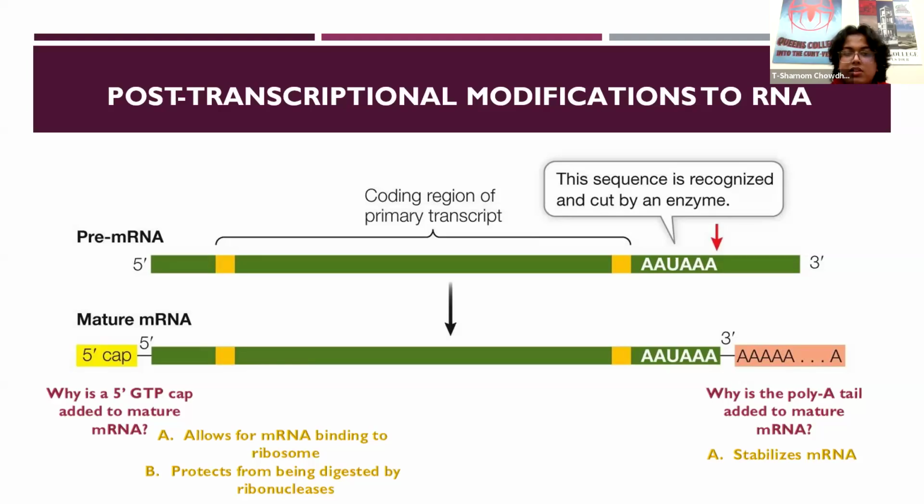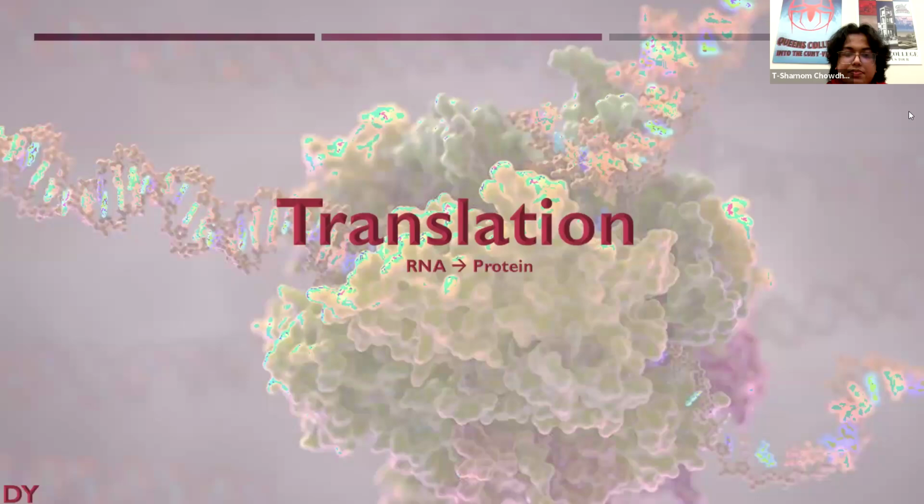And that's also another way the ribosome is able to identify, hey, I'm not going to keep creating a protein just through 3 bases of AAA. So the poly A tail stabilizes the mRNA, while the 5' cap protects it from being digested and allows it to bind to the ribosome.